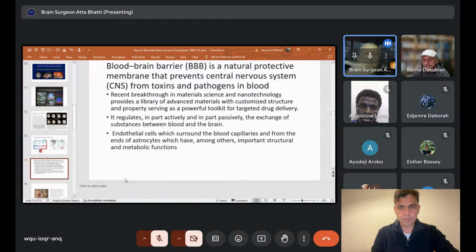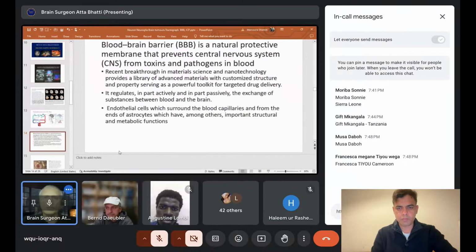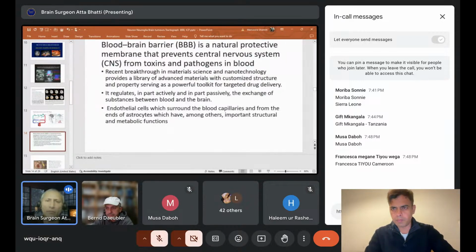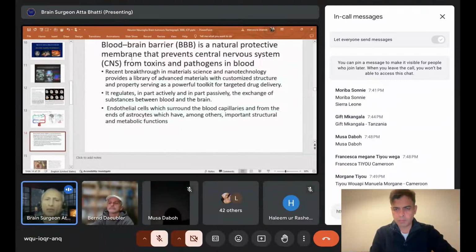There is a special protective mechanism so that the toxic things in the blood cannot reach the part of the brain responsible for very sensitive activities, our consciousness. Nature has provided us this different sort of barrier, which we call the BBB, the blood-brain barrier. It protects the central nervous system from toxins and pathogens.